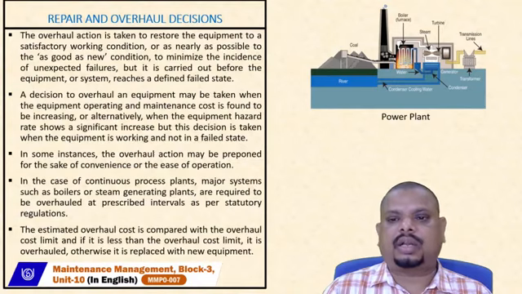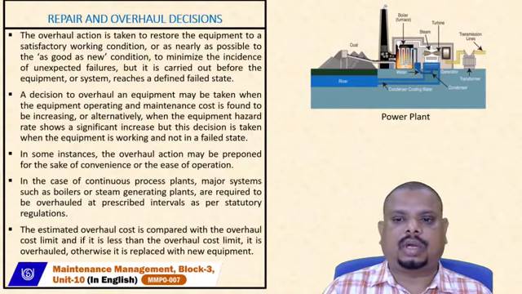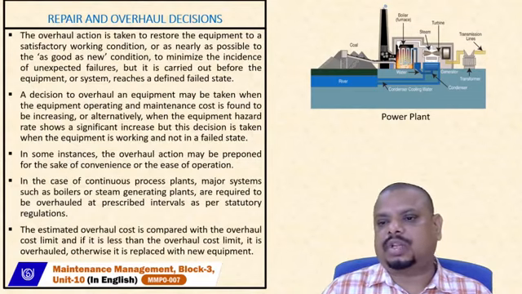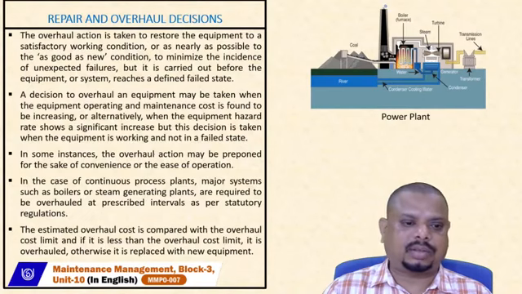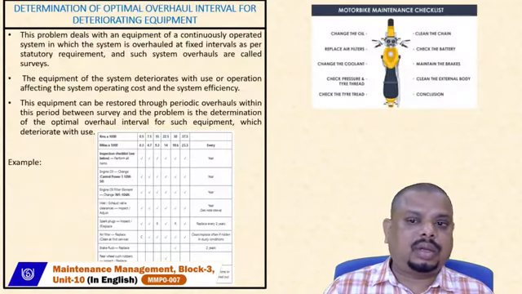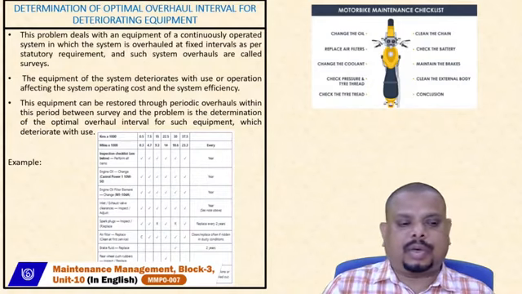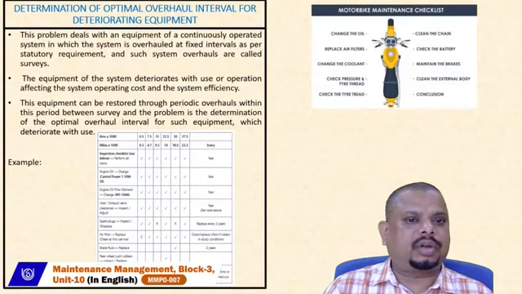So if you go for regular interval overhaul decisions with respect to boilers, and you find any kind of difficulties, you can simply replace the entire boiler which generates the steam, and which does not affect the power generation in the case of captive power plants. Moving to the next one: determination of the optimal overhaul interval for deteriorating equipment. This particular slide deals directly with the optimal overhaul interval for deterioration of equipment.